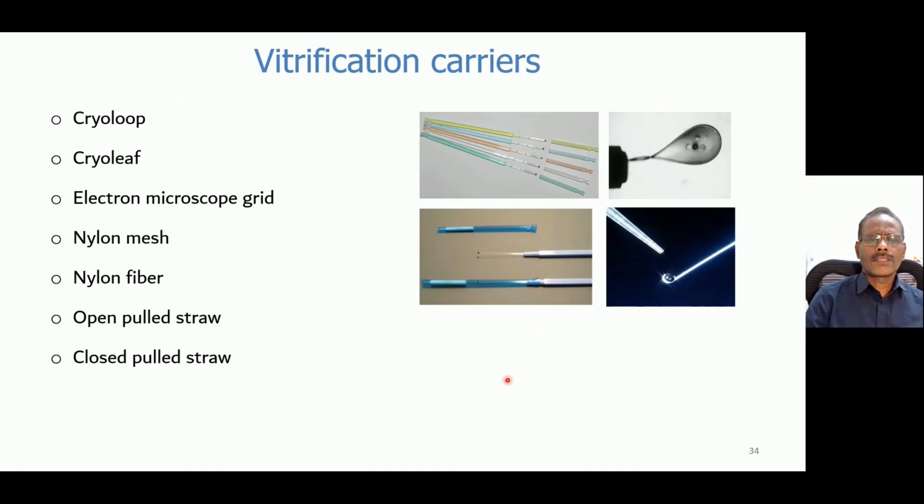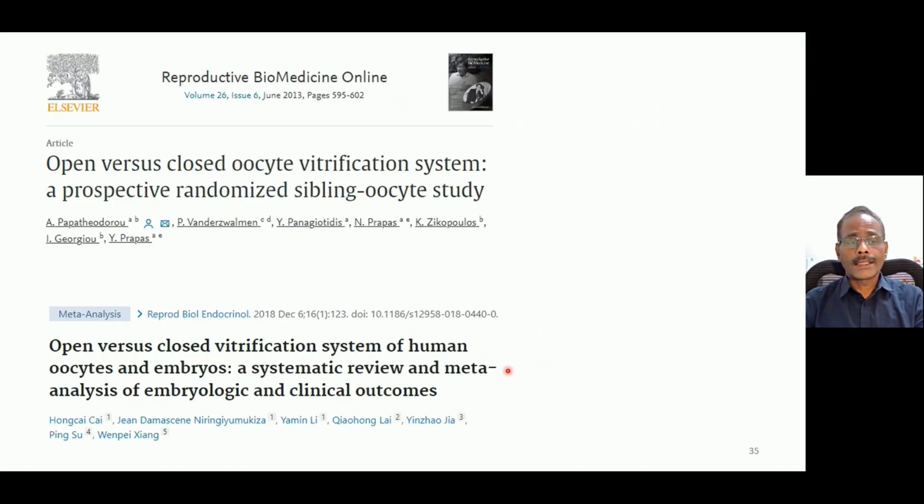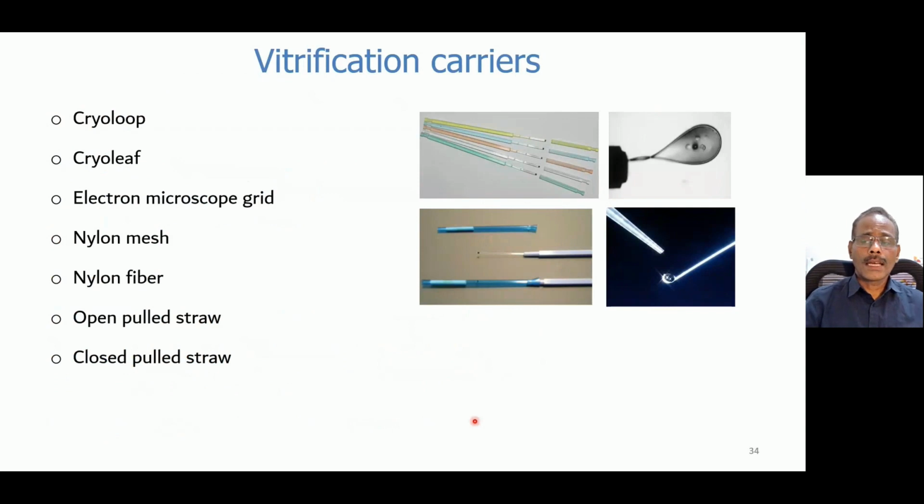There are several devices available in the market which are known as carriers. I don't have any conflict of interest. We can use any of these carriers which you think are more comfortable. Some of them are open systems and some are closed systems. The closed system is recommended if you are concerned about the safety of the sample. If there is a risk of cross-contamination, then it's always better to go for a closed system.